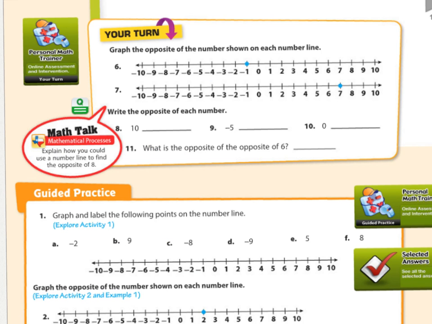You are going to have some graphing in your homework. Number 6 says graph the opposite of the number shown on each number line. So the opposite of negative 1 is positive 1. They're both 1 unit away from 0. Number 7 is a positive 7. What's the opposite of positive 7? Negative 7. They are both 7 units away from 0. I want to see these answers.